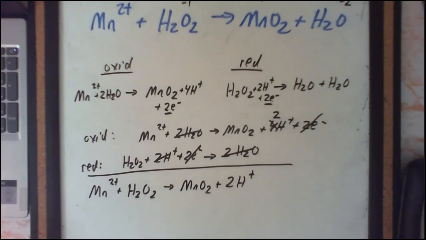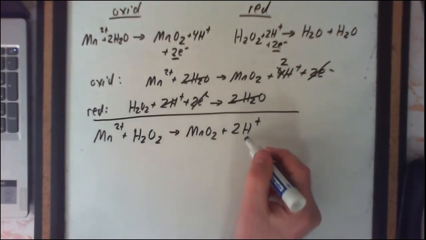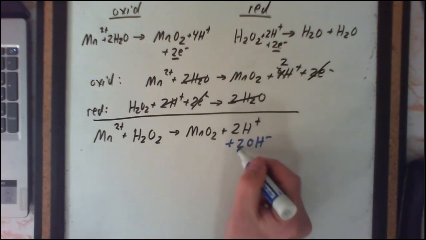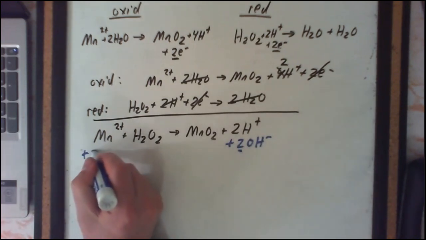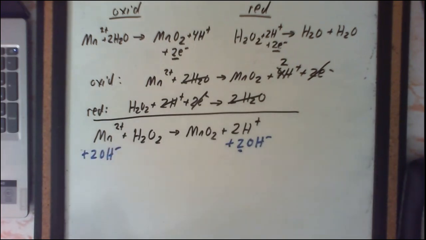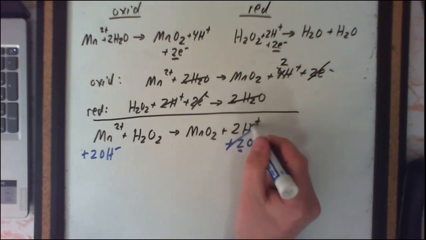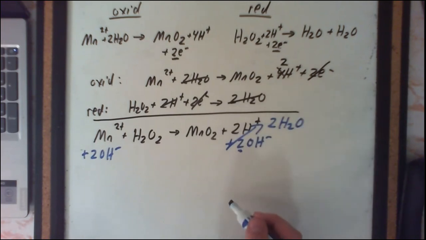So my next step is to eliminate the hydrogen ions by adding an equivalent number of hydroxide ions to both sides. So notice we have 2 hydrogen ions on the product side. So I'm going to add the same number, 2 hydroxide ions, to the product side as well as to the reactant side. So notice when I do so, 2 hydrogen ions plus 2 hydroxide ions produces 2 water molecules.